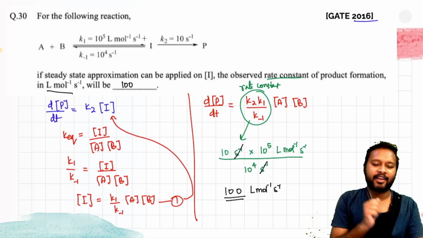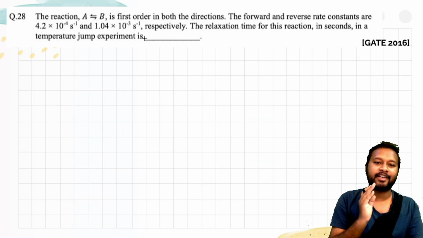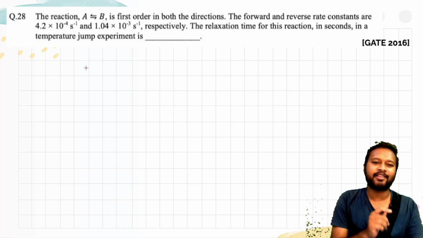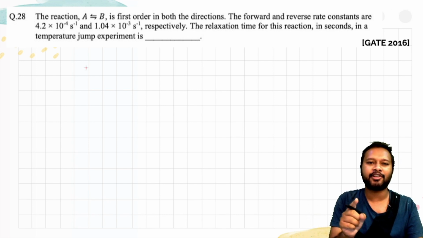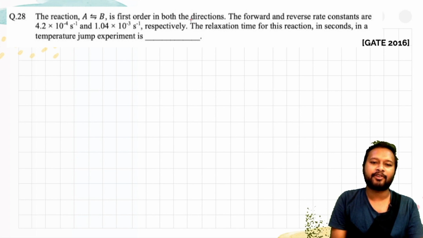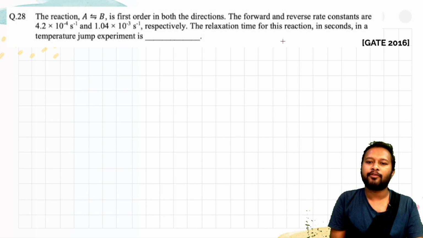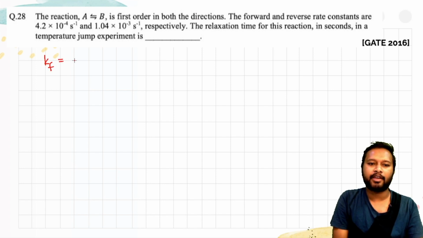Okay, fine, let's go for the next one then. All right, let's take this last question probably for this video. The question says that the reaction in which A is getting converted into B in the equilibrium form is first order in both the directions, in the forward and backward both sides. Forward and reverse rate constants are given to you: Kf is 4.2 into 10 to the power minus 4 second inverse, and Kb is 1.04 into 10 to the power minus 3 second inverse.